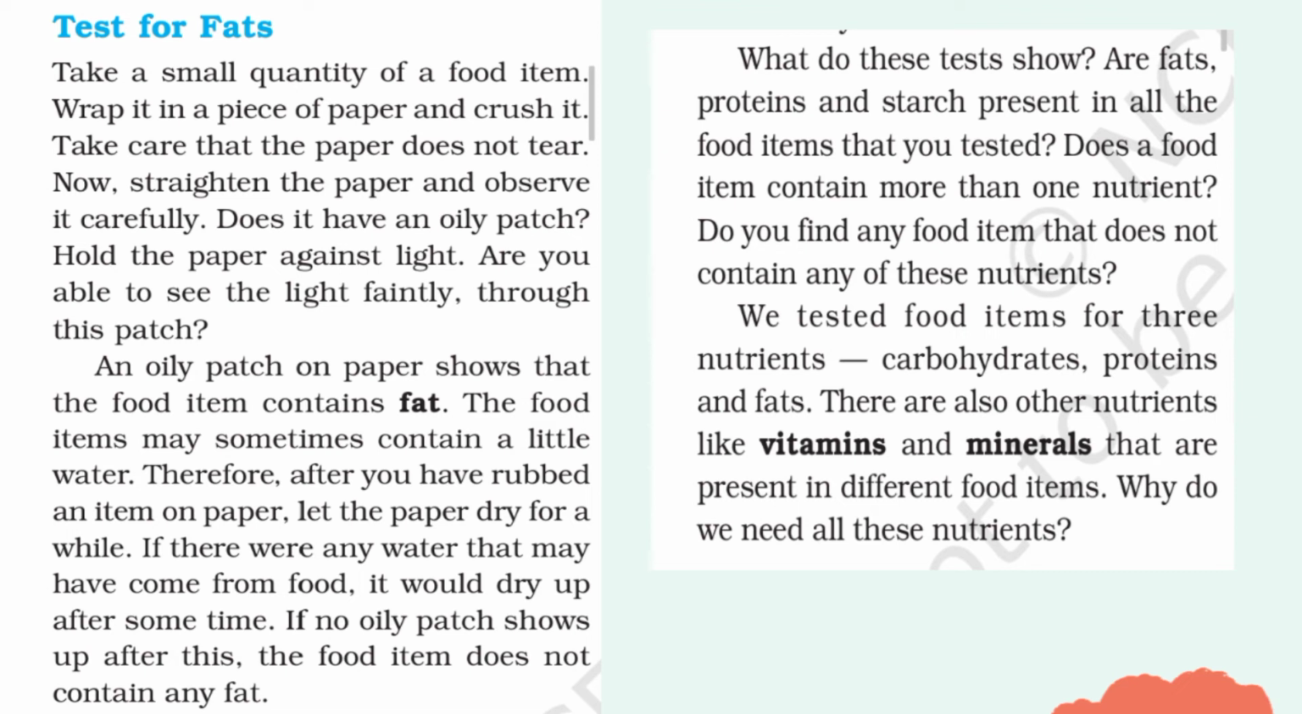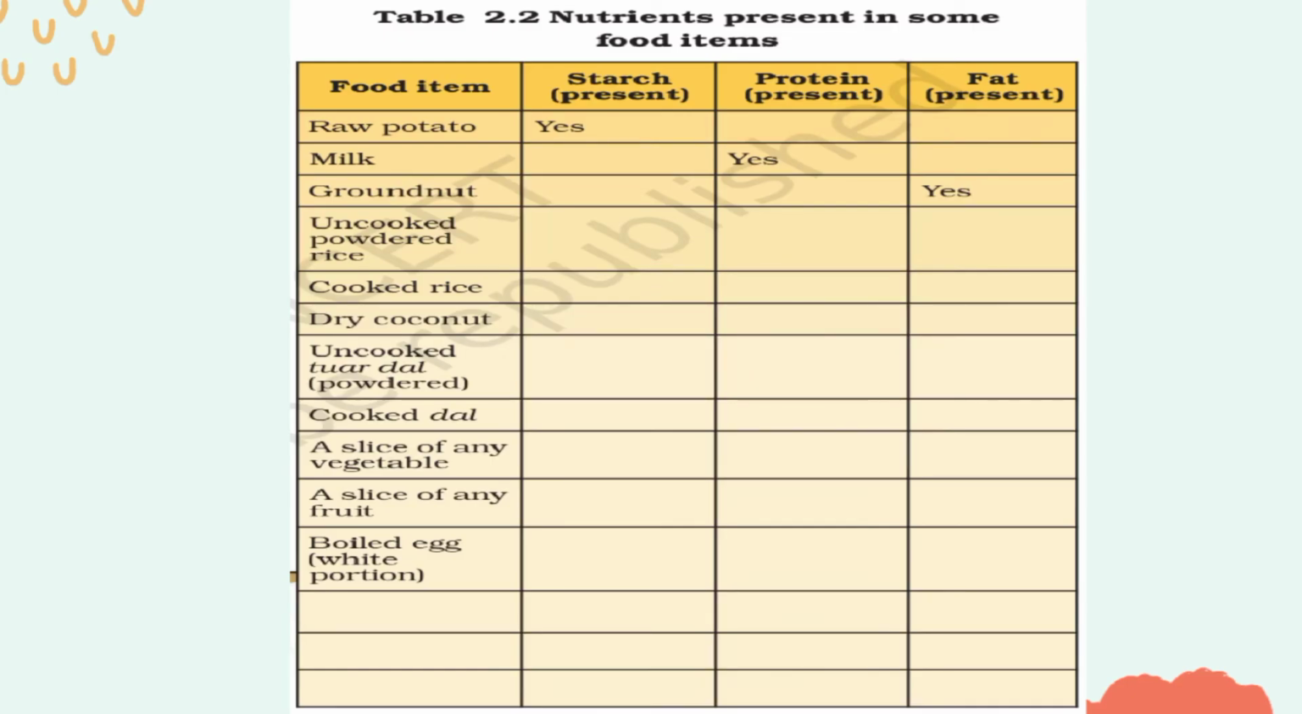So we have done the test for carbohydrates, the test for proteins, and the test for fats. The test for fats is very simple. You have to take a food item, crush it in a paper and check if the paper turns oily. If the paper turns oily and you hold it against the light, you can see the light through it, and you can confirm the test for fats. You will record this in table 2.2.